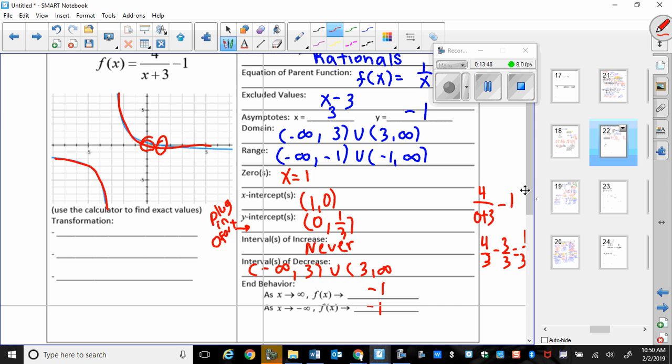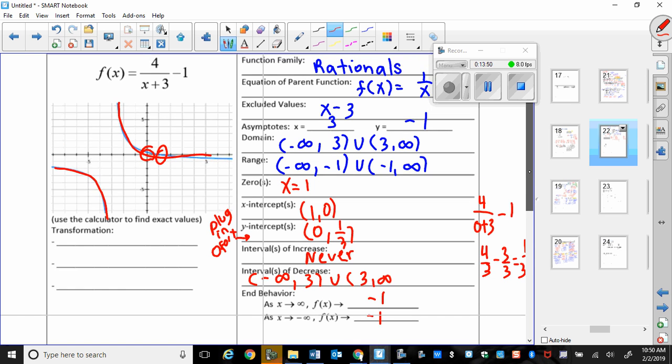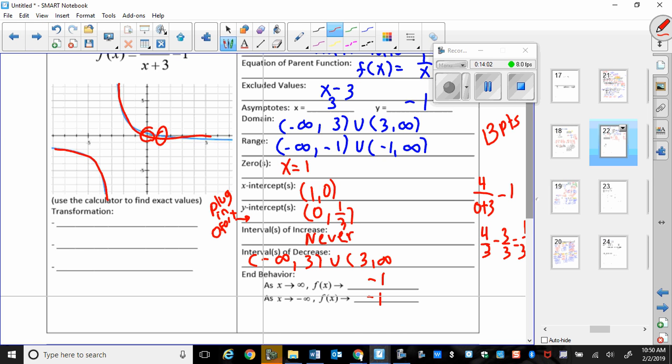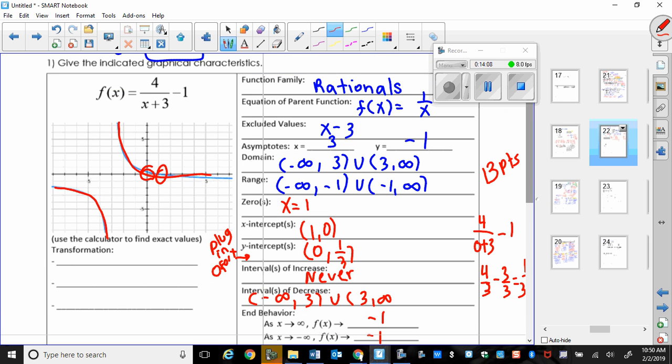Now, how many points is that worth? 1, 2, 3, 4, 5, 6, 7, 8, 9, 10, 11, 12, 13. 13 points here. And then an additional 3 over here, 3 to 4, depending on what you have to work with. So, 4 over x plus 3 minus 1.